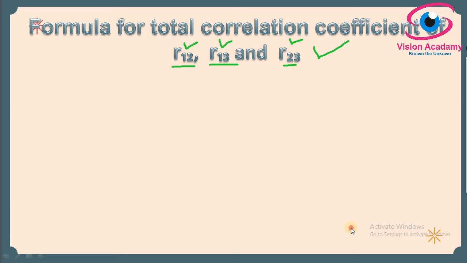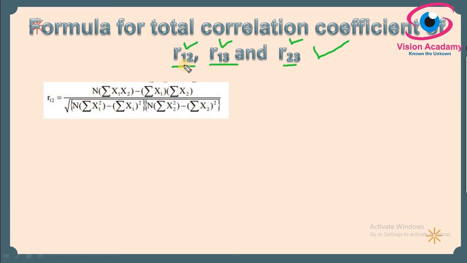So let us understand what formula we use to calculate this. Firstly, R12 is equal to n, the number of observations, and we need two values for R12, that is x1 and x2. So n summation x1 x2 minus summation x1 summation x2. This is very easy because we already know how to calculate correlation. After understanding correlation only, we come to multiple correlation. This is a formula of correlation only.